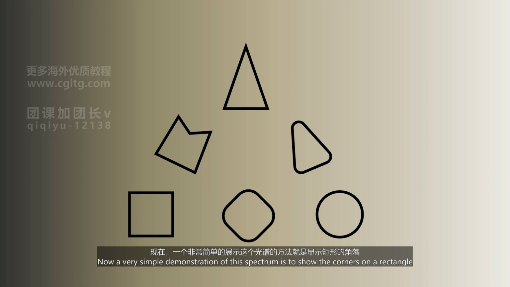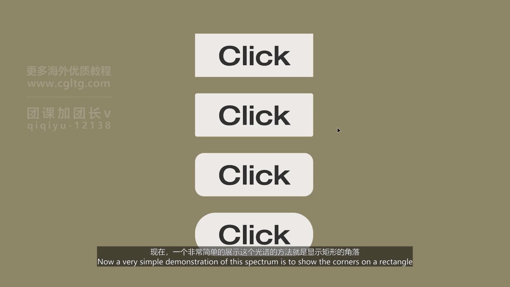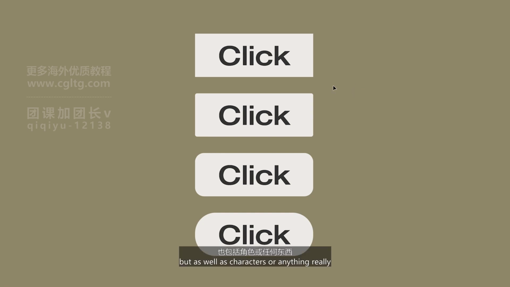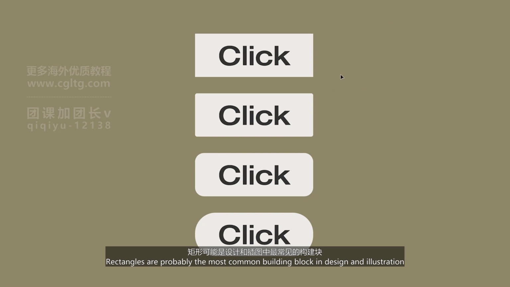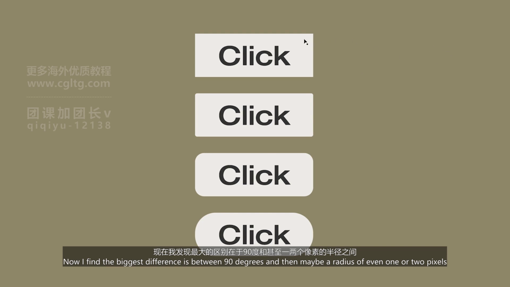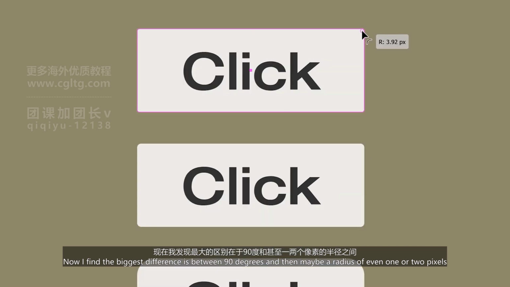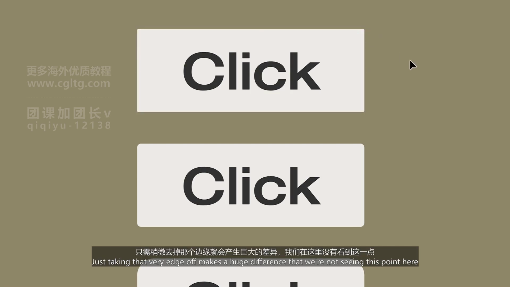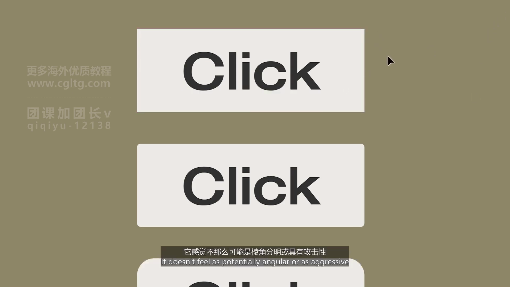Now, a very simple demonstration of this spectrum is to show the corners on a rectangle, specifically these rounded corners that you'll often come across when designing user interface elements, but as well as characters or anything really. Rectangles are probably the most common building block in design and illustration, and how much or whether you choose to round the corners will have an impact. So generally, the more rounded they are, the more friendly and inviting you are. Now, I find the biggest difference is between 90 degrees and then maybe a radius of even 1 or 2 pixels. Just taking that very edge off makes a huge difference. It doesn't feel as potentially angular or as aggressive.